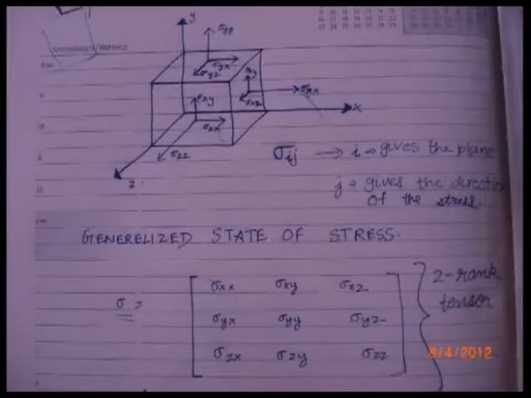So sigma ij, and we have a generalized state of stress which is given by a second-rank tensor. In this way, we have a 3 by 3 matrix, and the elements of the matrix are sigma xx, sigma xy, sigma xz, and so on. Okay, so now we move on to the definition of principal stresses.